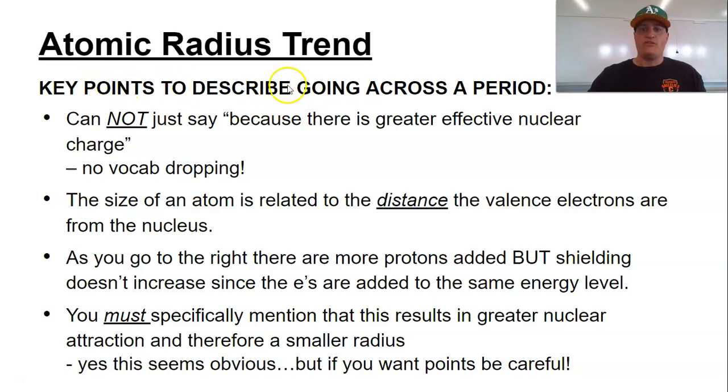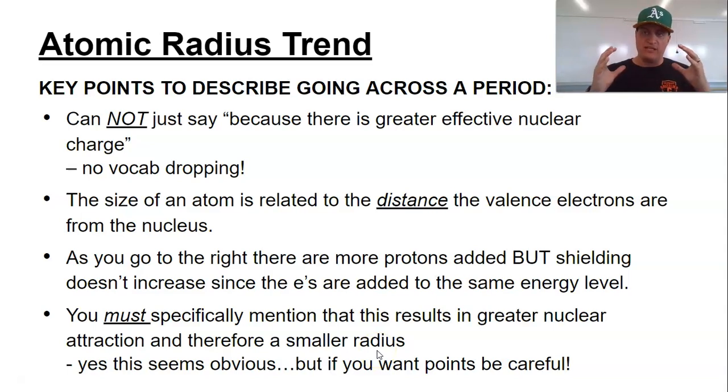Now we go across the period. Can't just say there's a greater effective nuclear charge. Again, the size of the atom is related to the distance those electrons are from the nucleus. You go to the right, there's more protons, but the shielding doesn't increase because you're not adding electrons on a lower energy level. They're just on the same energy level. Again, specifically mention that this results in a greater attraction, therefore a smaller radius.